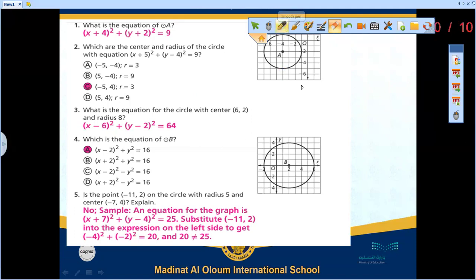Look, guys, when you count the center, you must be careful. I'll start from here. I count 1, 2, 3, 4. It means my radius is 4, it means it's 16 squared. 16, right. And my center is 2, 0. It means x minus 2 squared plus y squared, as in the first one.